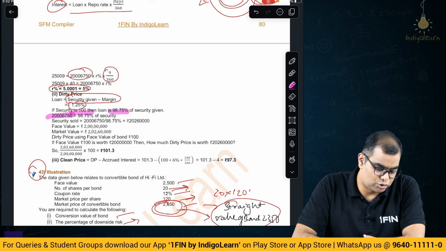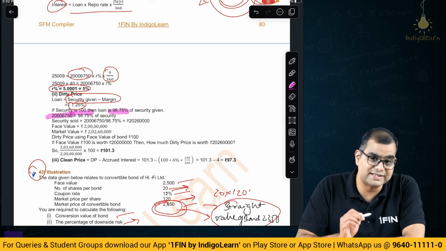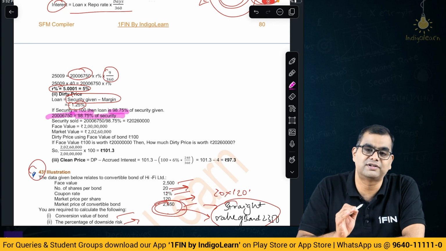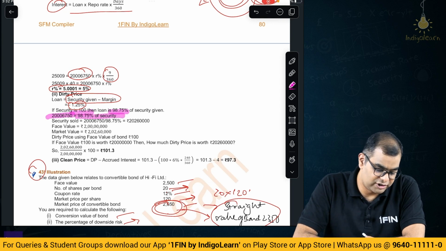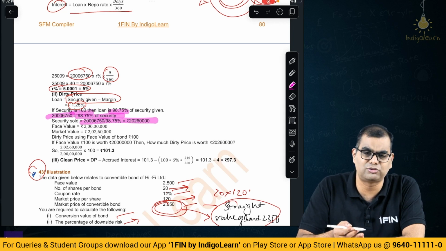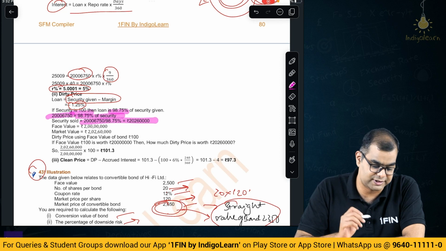So, if 200,6750 is the loan given, then it represents 98.75% of the value of the security. So, the security sold value is 202,600. How did you arrive at it? You divide 200,6750 by 98.75%.